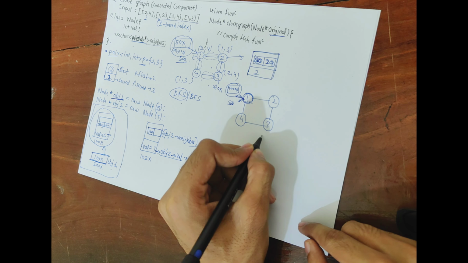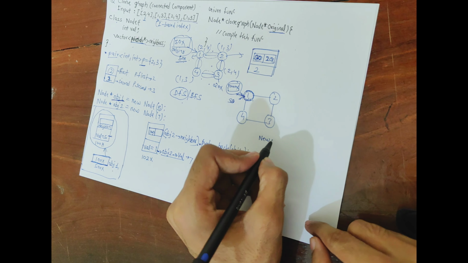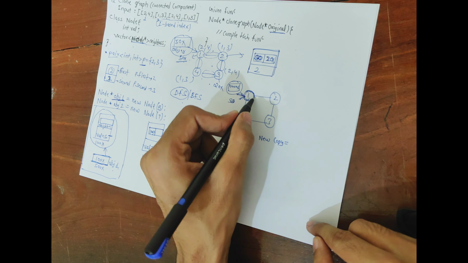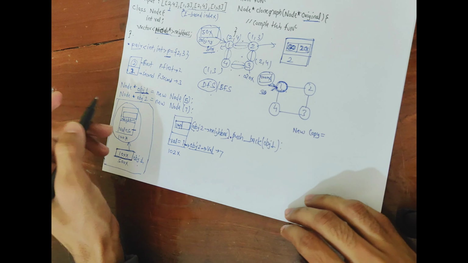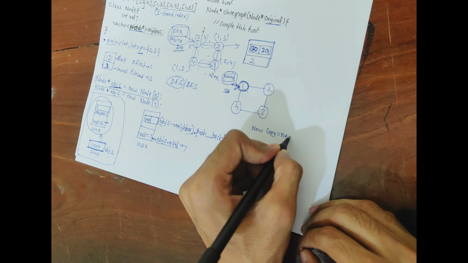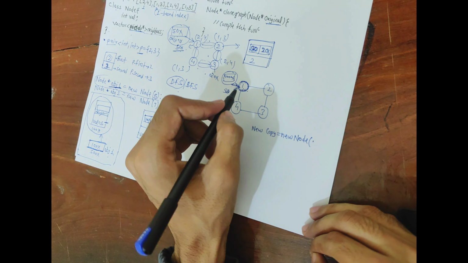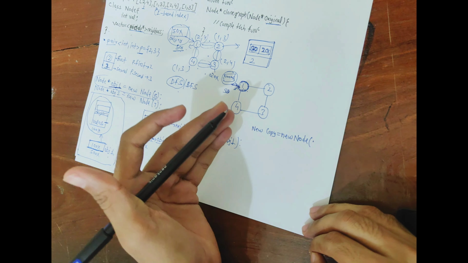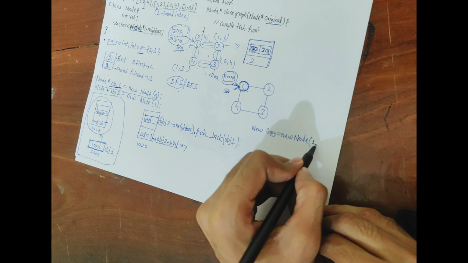So I will say new copy. How will I create a new copy of this node? Because I have the class, I can make any number of objects. So I will follow that rule: copy new node, and the value that I want it to have should be similar to the original one, but the address should be different. Value should be similar. So I will say 1.